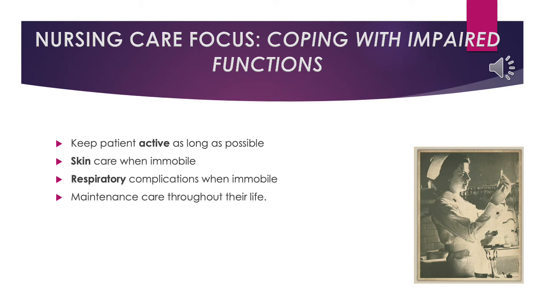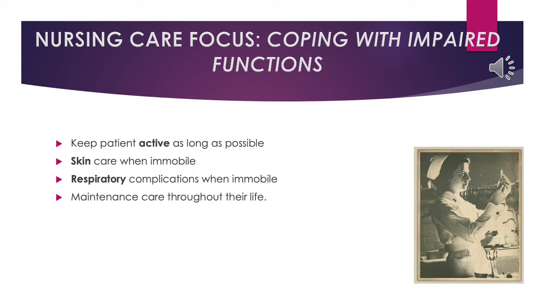When coping with impaired functioning, our nursing care needs to focus on keeping the patient active as long as possible, providing skin care when the client is immobile, and providing maintenance care throughout their life. We're not going to be the only ones providing this care for these children with muscular dystrophy. We also need to teach the families how to do these things. We want the family to help the client in the later stages of muscular dystrophy to reposition them every 2 hours, to prevent skin breakdown.